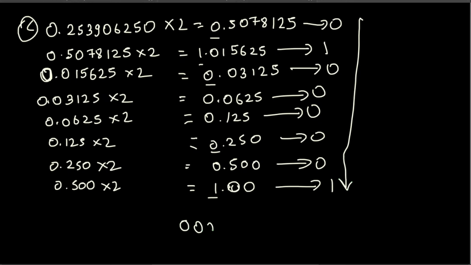So 0 0 0 0 point, let's make sure we have 4 and 8 bits. We have exactly 8 bits: 0100 0001, and that's our final answer.